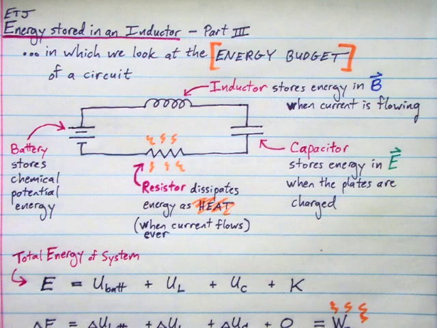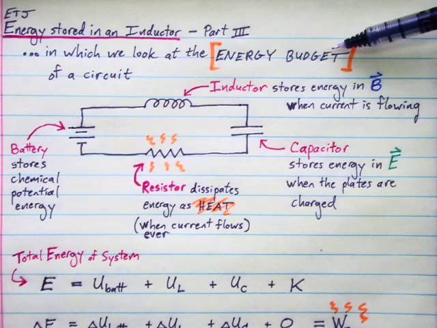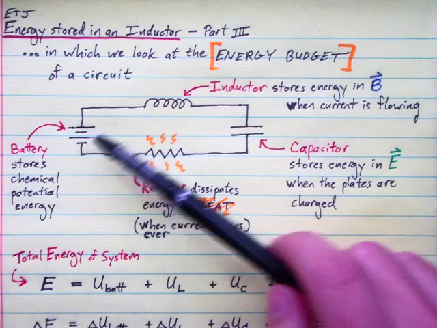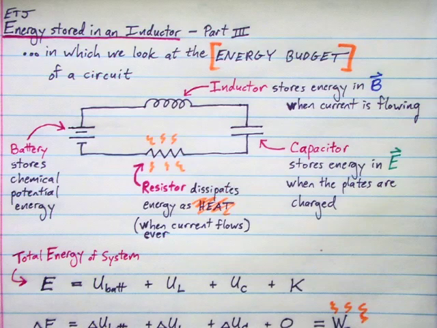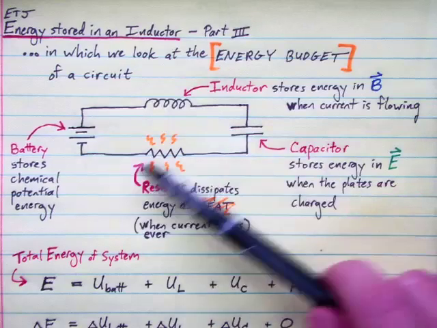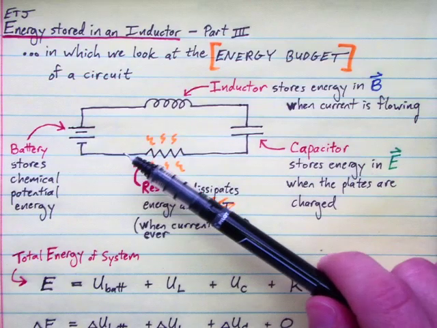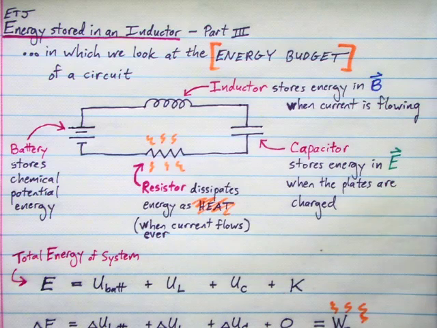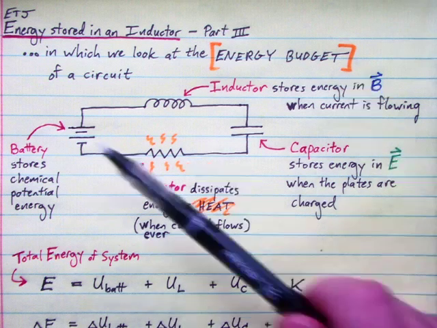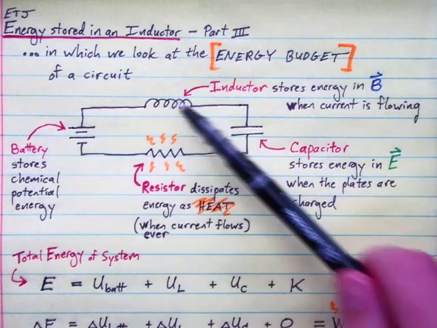Let's now look at the energy budget of a simple circuit, one containing each of the circuit elements that we've discussed. So here, our system will be the entire circuit. Everything will be inside the system here. There will be no external fields to worry about. In our system, we have three energy storage devices.